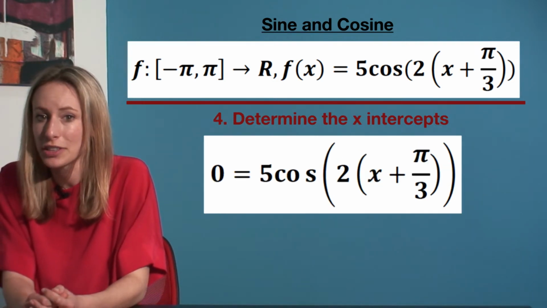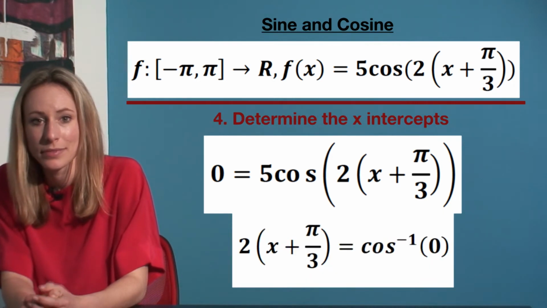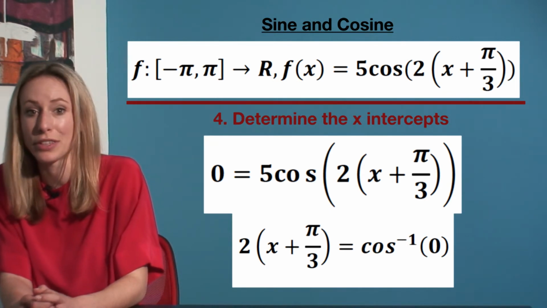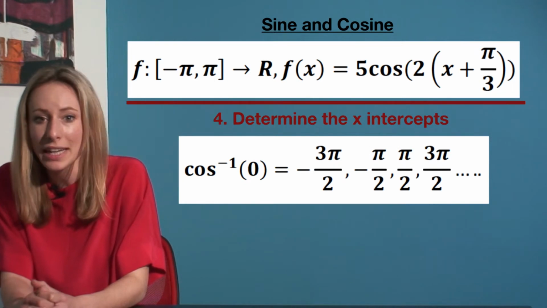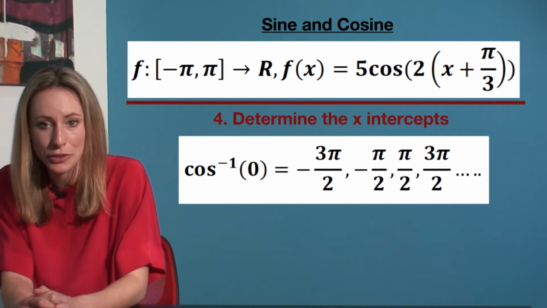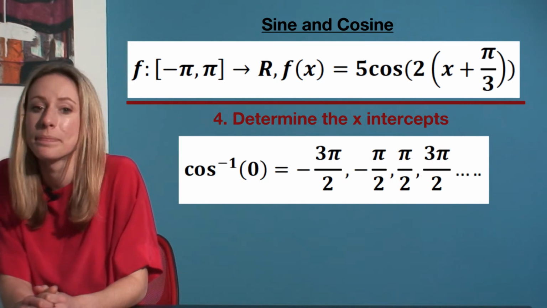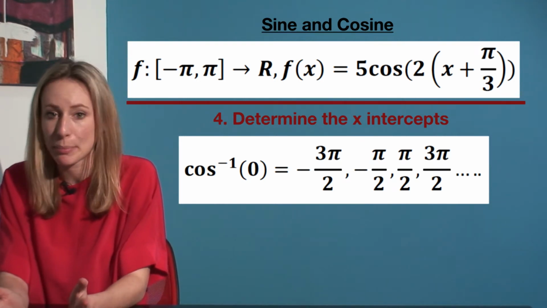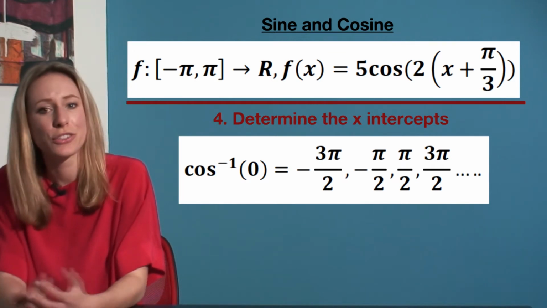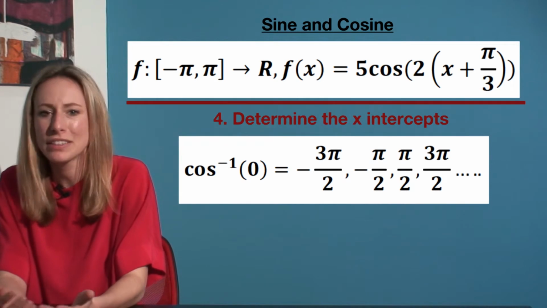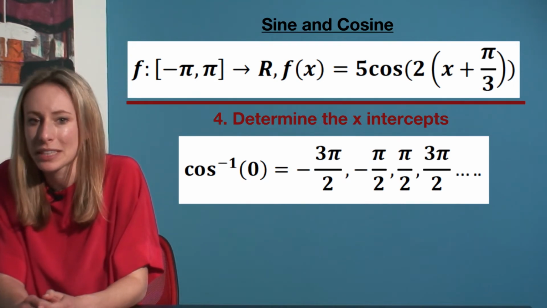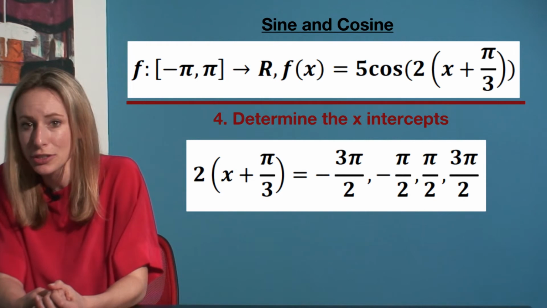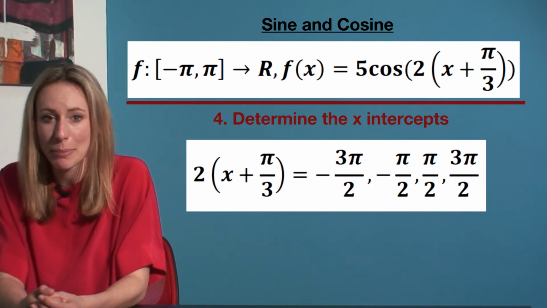Step 4 is to set the function equal to 0 to determine the x-intercepts. Now, this simplifies to 2x plus pi on 3 equals cos inverse of 0. And cos inverse of 0 is equal to negative 3 pi on 2, negative pi on 2, pi on 2, 3 pi on 2, and so on. The pattern of the cos function will continually repeat, so there will be infinite answers. However, over the domain negative pi to pi, there will only be a finite number of answers. So we will only take into account the ones that are within the range. Therefore, 2 times x plus pi on 3 equals only those values within the domain. These are negative 3 pi on 2, negative pi on 2, pi on 2, and 3 pi on 2.